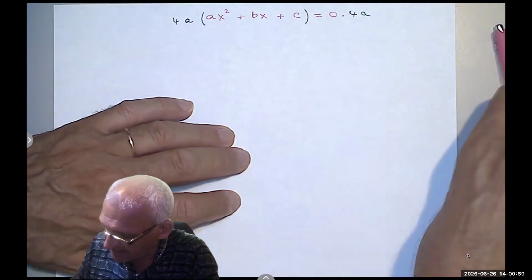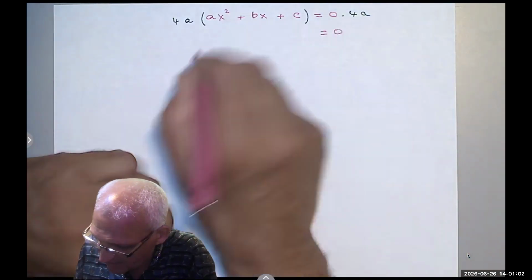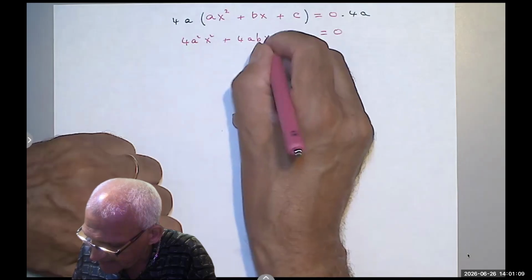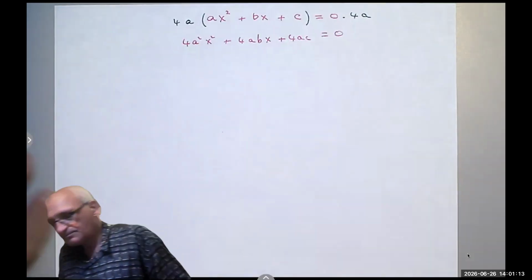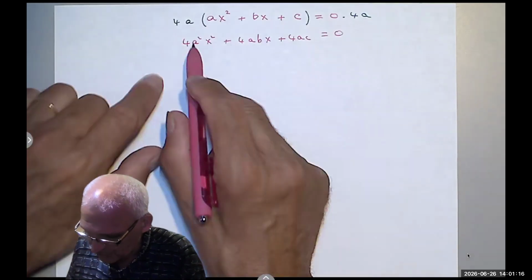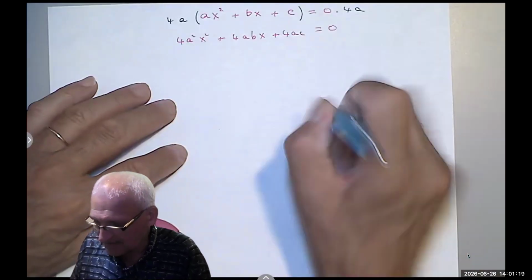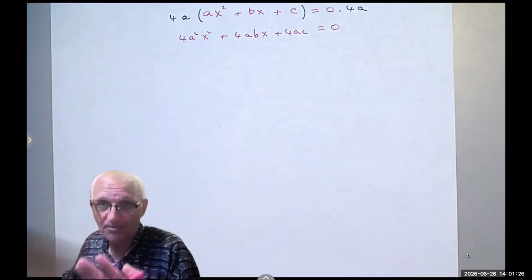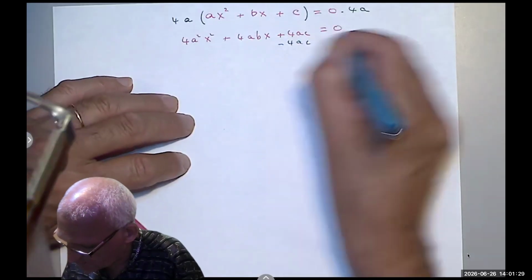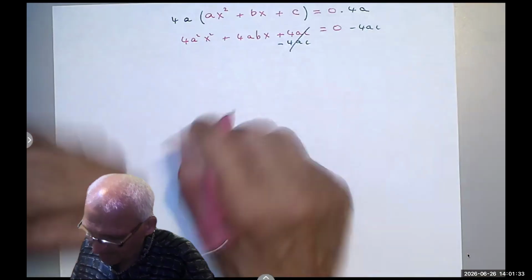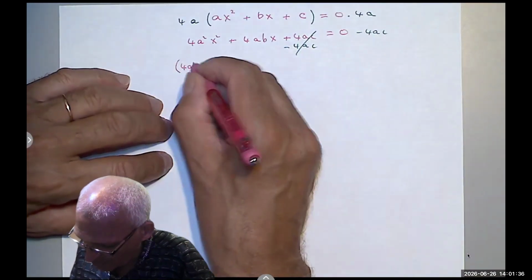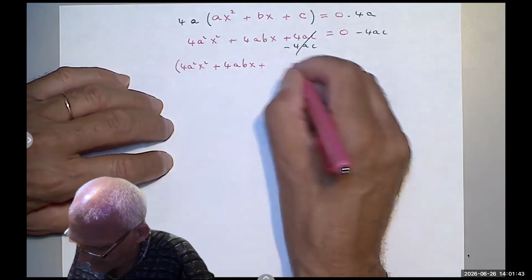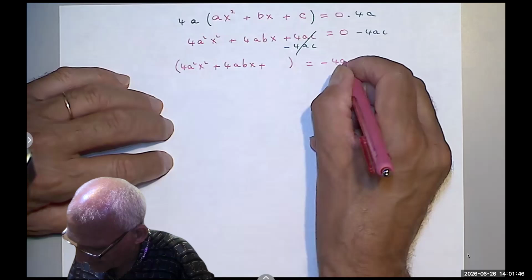Of course, the right-hand side is still 0. The left-hand side, however, becomes 4a squared x squared plus 4abx plus 4ac. Now, I want to use these two. In fact, this is a constant, because a is a constant and c is a constant, and we can move it to the right-hand side. Remember, we did that by subtracting 4ac from both sides. Now I'm going to open a pair of parentheses. I get 4a squared x squared plus 4abx plus something, I don't know what it is, equals negative 4ac.